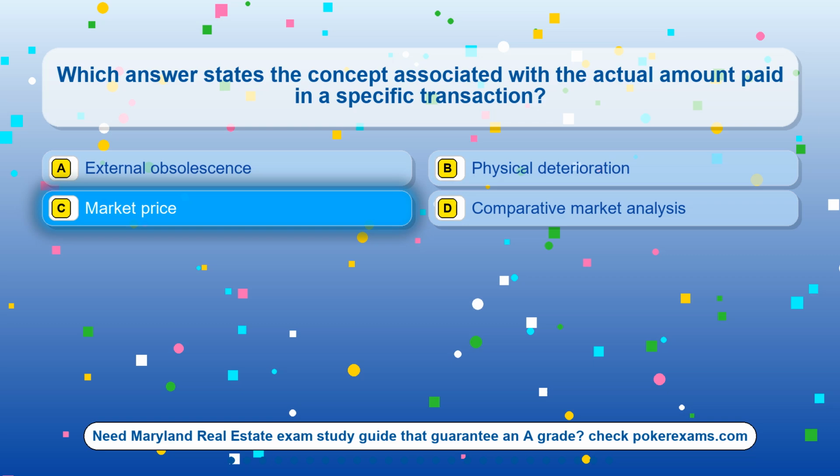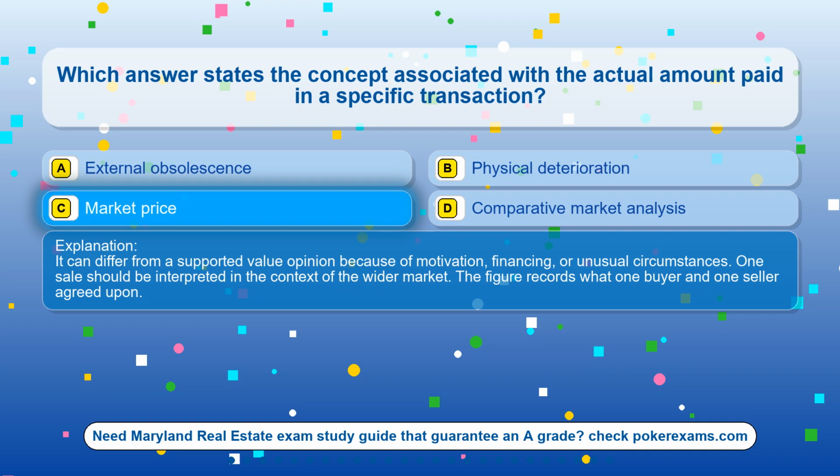The correct answer is option C, market price. It can differ from a supported value opinion because of motivation, financing, or unusual circumstances. One sale should be interpreted in the context of the wider market. The figure records what one buyer and one seller agreed upon.